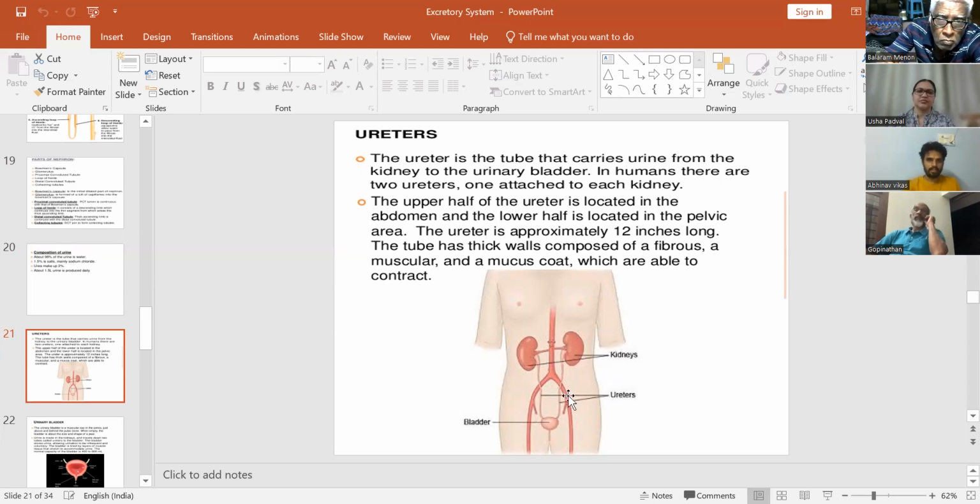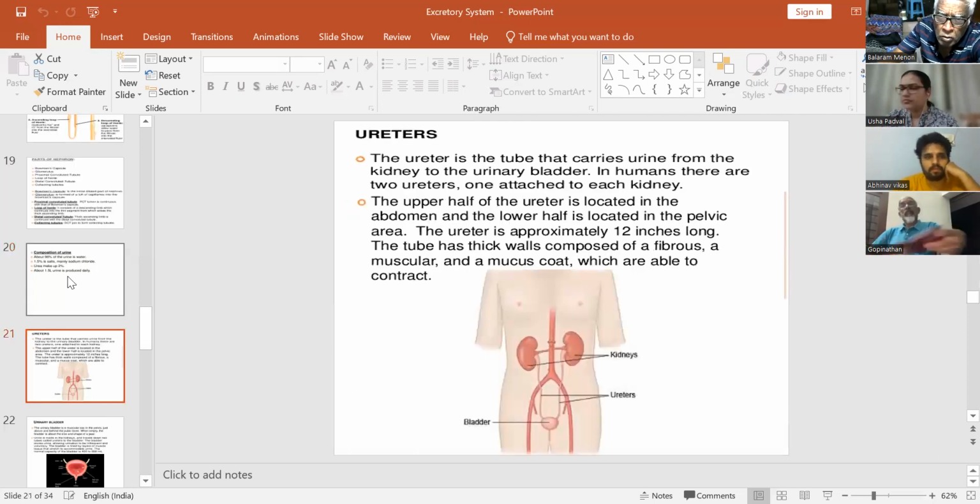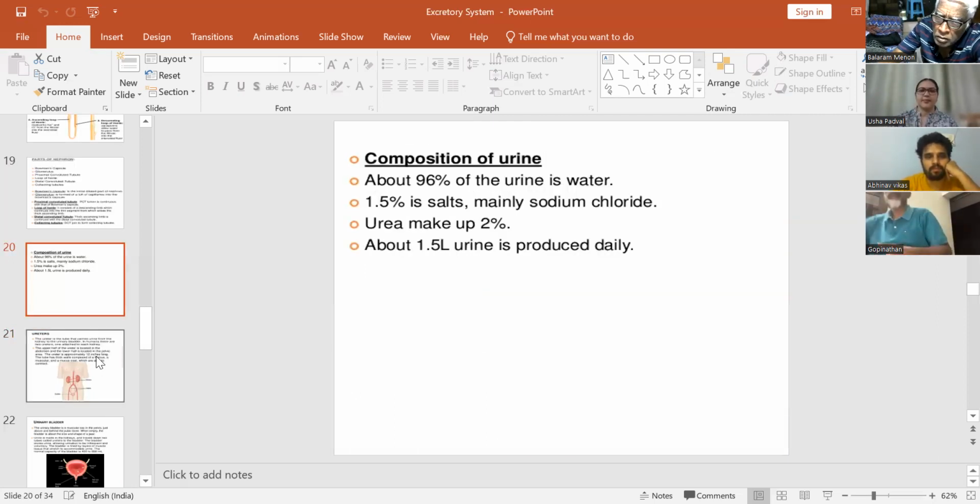We have seen the kidneys. Next one is the ureters. Abhinav, just go to the previous slide. The composition of urine is very important. In MCQs, they will ask what is the consumption of water every day by an average healthy person, and how much urine is produced out of 3 liters of water. That is produced daily and excreted out in the form of urine.